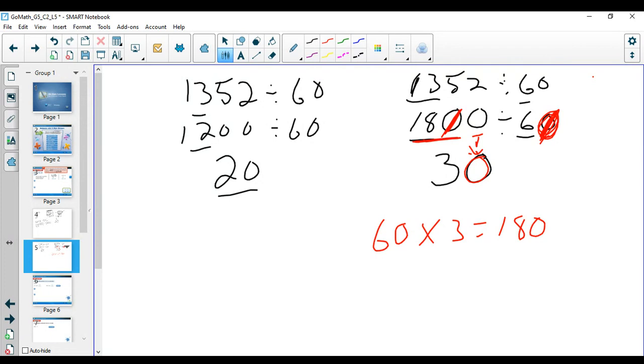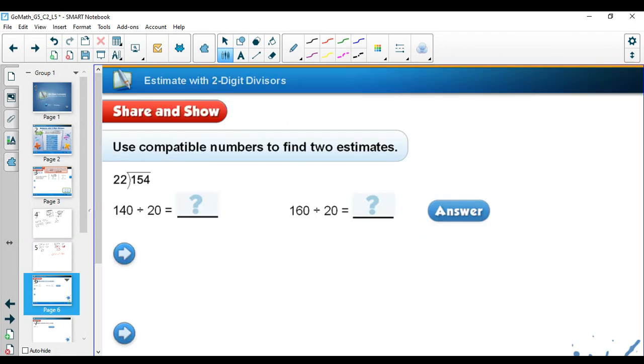Let's try a few and see how it goes. All right, so here we are. Well, let's just look at this one, right? So they've kind of done one for us, and you can see that they were dividing by 22 and they turned it into 20. And the reason that we turned it into 20 is because, again, it's estimating, right? And we don't need it to be specific.